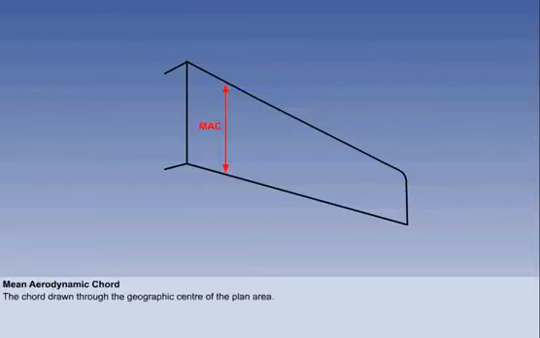Finally, the mean aerodynamic chord, abbreviated to MAC, is the chord drawn through the geometric center of the plan area. It is located at the reference axis of the aircraft and is a primary reference for longitudinal stability considerations. A rectangular wing of this chord and the same span would have broadly similar pitching moment characteristics.